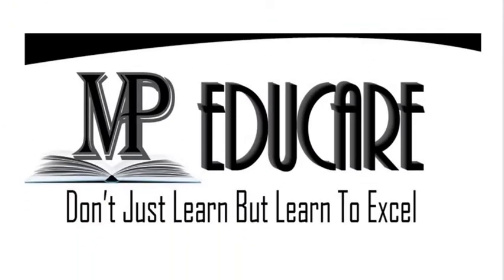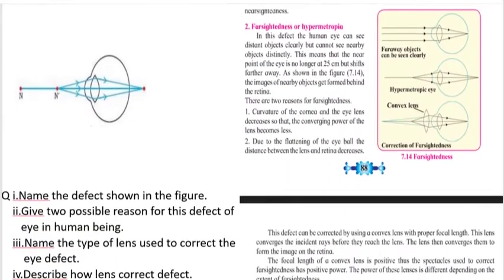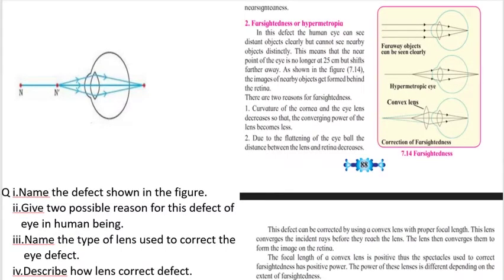I am Mita Parekh. Let us discuss the most important diagram based question of chapter number 7, Science 1. Friends, this is the most important diagram based question as it already came in the paper of 2014 as well as in the paper of 2019. Name the defect shown in the figure.